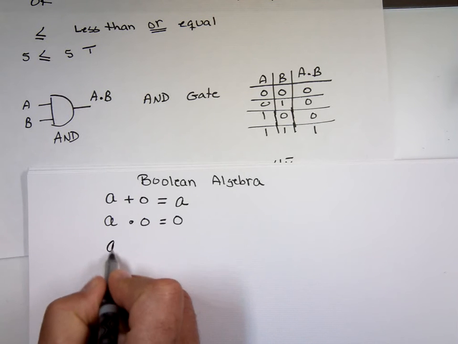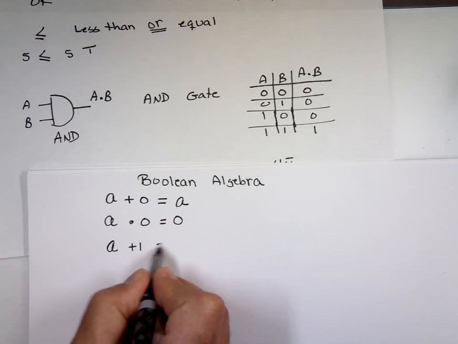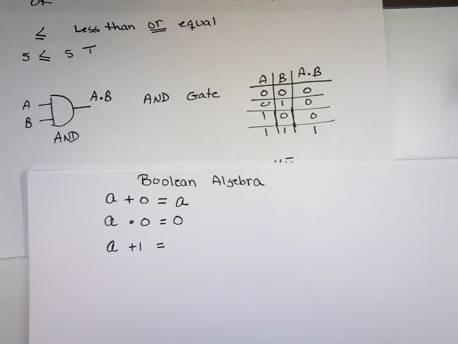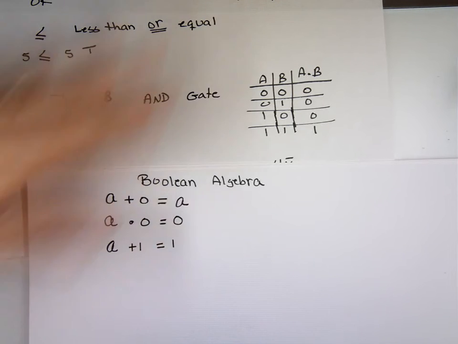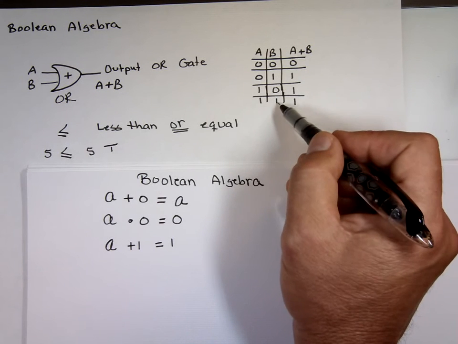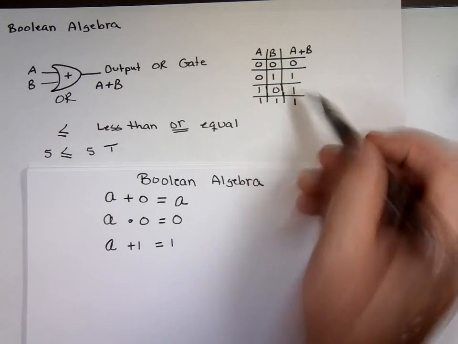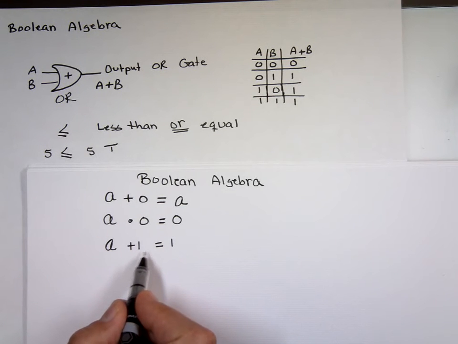What's A or 1? Normally in algebra that's A plus 1, right? Here the answer is 1. We're saying if you have an OR gate and one of the inputs is 1, I don't care what the other one is, the result is going to be what? 1. So that's different than normal math.